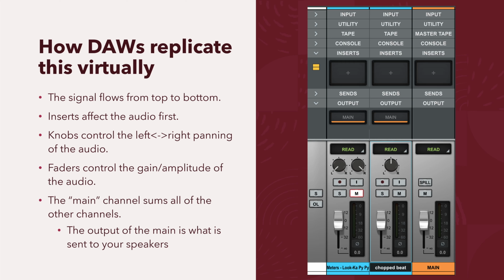So input, utility, tape, console, inserts, sends, output. And the output really is going to be the modifications, the slider and the knobs of volume and panning that we see on the track. And the output is going to go where? To the main. So we're going to be putting effects into the inserts slot on these tracks.